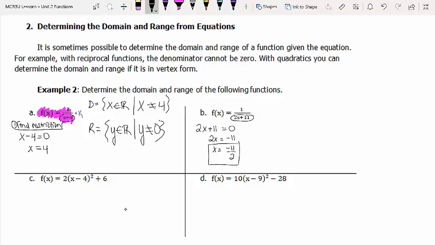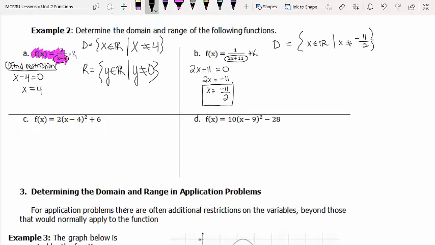And because this is a reciprocal function, that must be where the vertical asymptote is. So the domain is x is an element of the real numbers as long as x is not negative 11 over 2. Likewise, there is no k value here, so we know that this reciprocal function has not shifted up or down from the base graph. So the range is y is an element of the real numbers and y cannot equal 0.